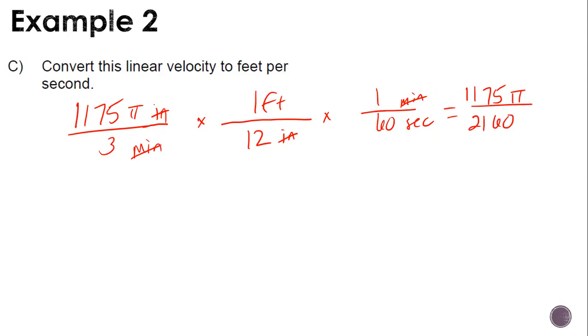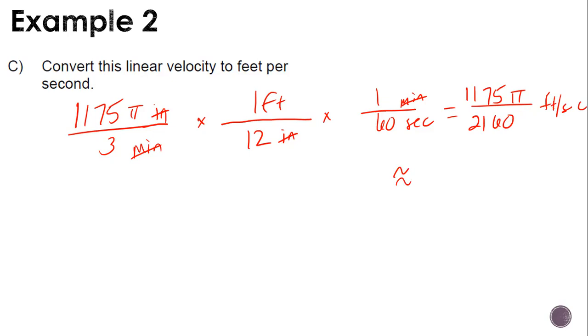So that's our exact value, right? Could we reduce it? Yes. But in reality, we want the approximate, so there's no point in reducing this at the moment unless we needed it again. So this is our feet per second. Now we find the approximate by plugging it all into the calculator.